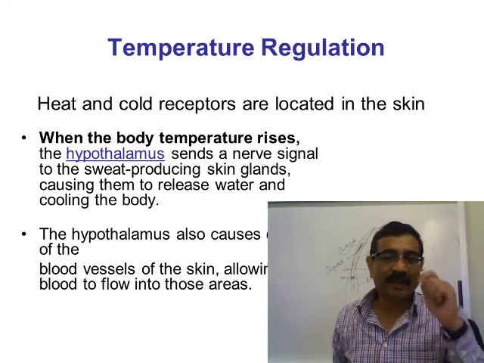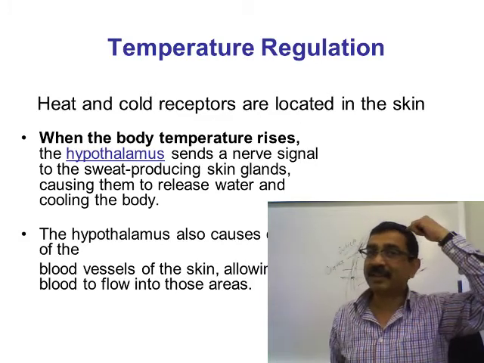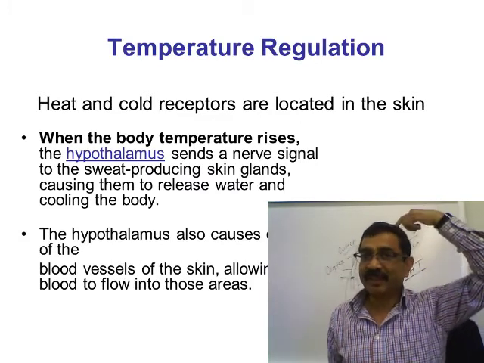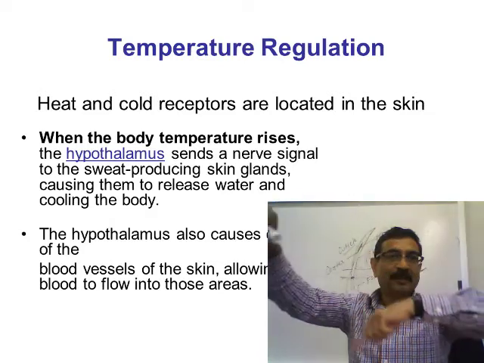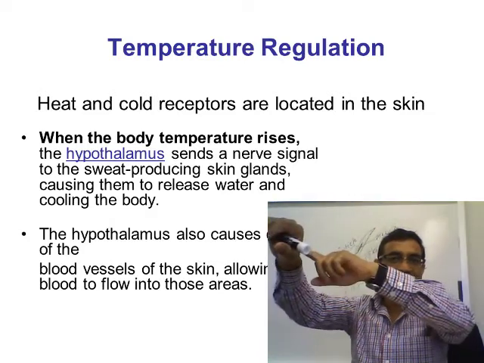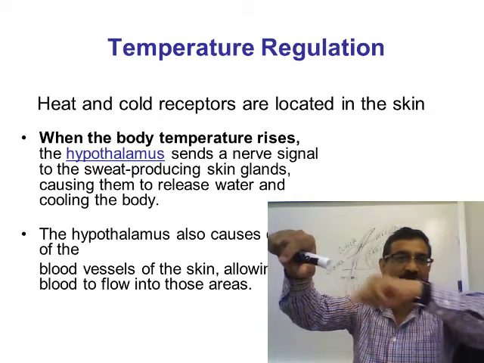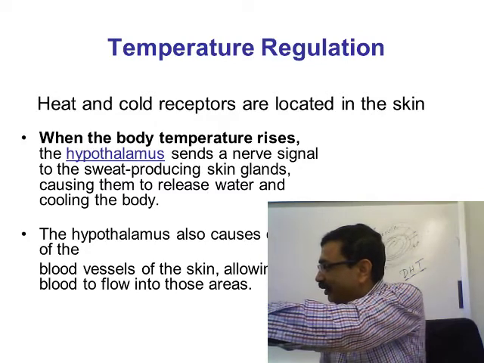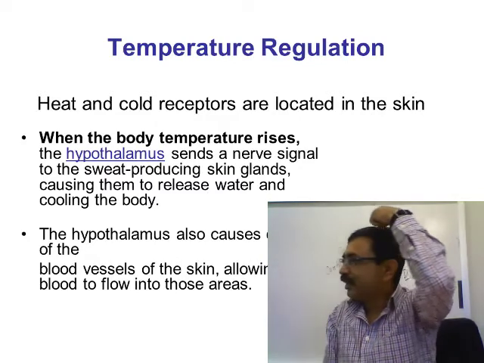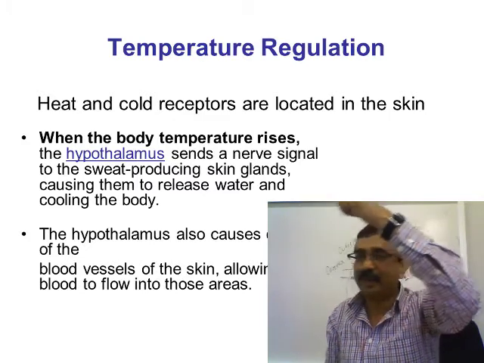In your brain, you have a structure that is called the hypothalamus. That senses when the body temperature increases. You must remember we talked about homeostasis, right? If body temperature increases, your receptors detect that and send a signal to the brain control center. The control center sends a signal to the effector, to the sweat gland. So in this case, the control center is the hypothalamus of the brain.